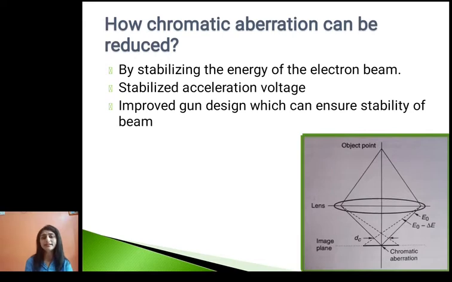So how can chromatic aberration be reduced? By stabilizing the energy of the electron beam. And how can you stabilize the energy of the electron beam? For that you will need a stabilized accelerating voltage, or you can improve the gun design also, an improved gun design which can ensure stability of the beam.